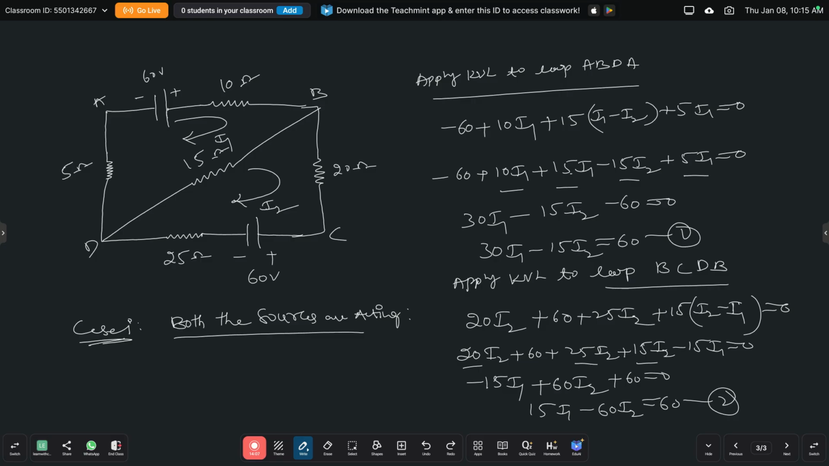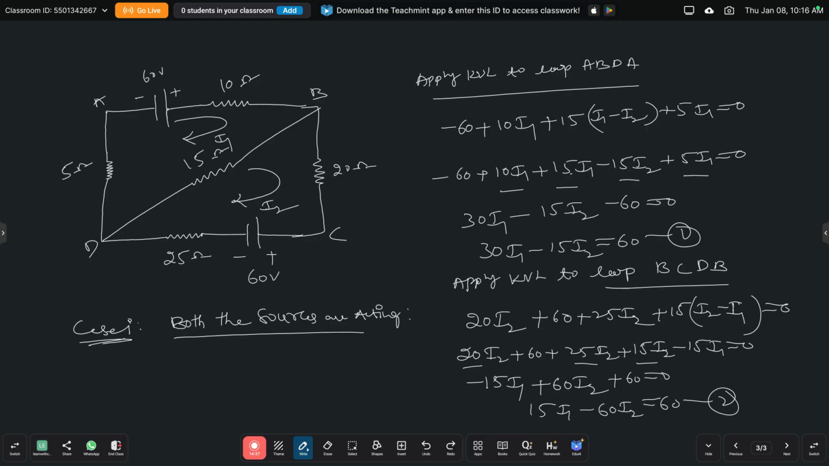After getting I1 and I2, our aim is to find the current through the 15 ohm resistance. Suppose they are asking to find the current through the 10 ohm resistance, then I1 is the answer. Suppose they are asking to find the current through the 20 ohm resistance, then I2 is the answer. But they are asking to find the current through the 15 ohm resistance. This 15 ohm resistance is linked with both loop 1 and loop 2. So after getting I1 and I2, we just do I1 minus I2. That is the current flowing through the 15 ohm resistance.